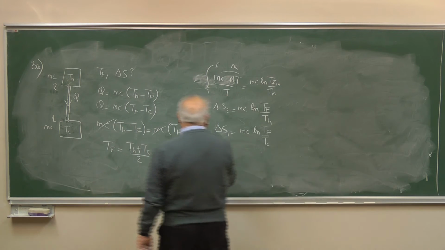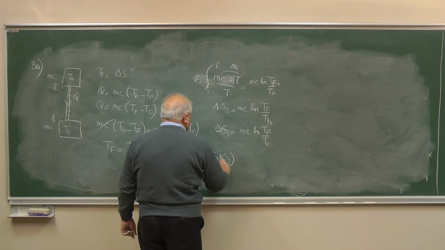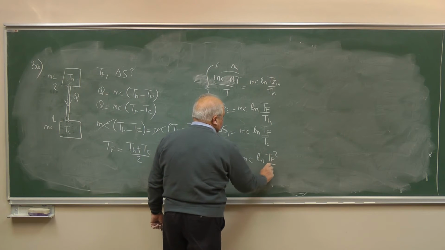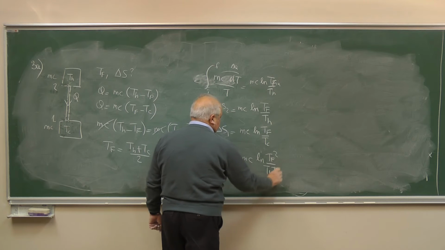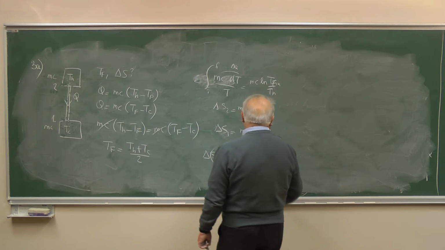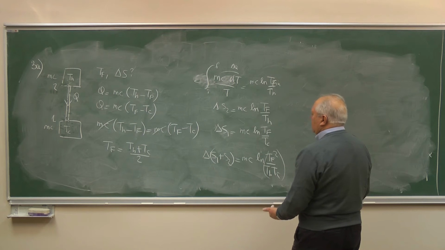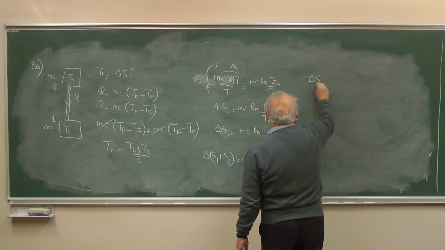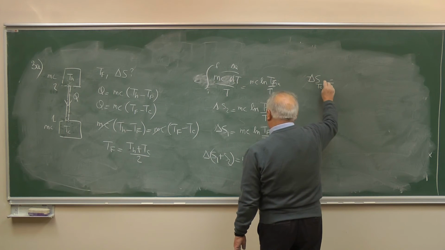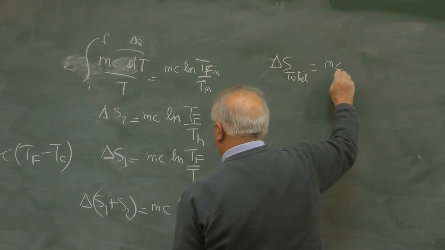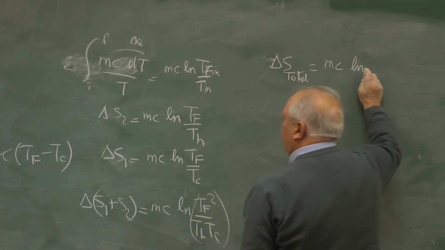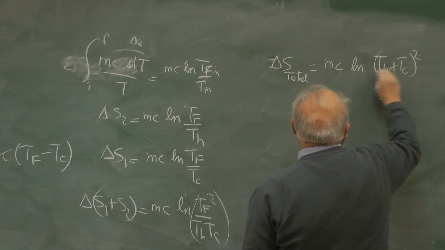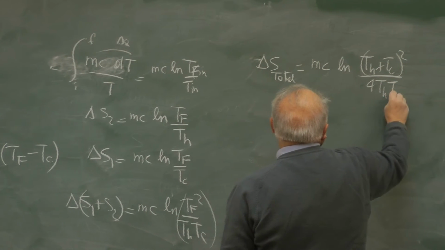All right, so delta S1 plus delta S2 is equal to MC log TF squared over TH times TC. But we found what TF was. It is the arithmetic mean. So delta S total is equal to MC log of TH plus TC squared over 4 TH TC.